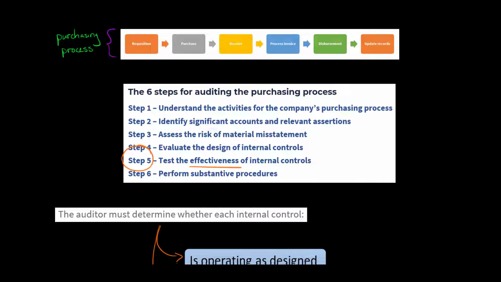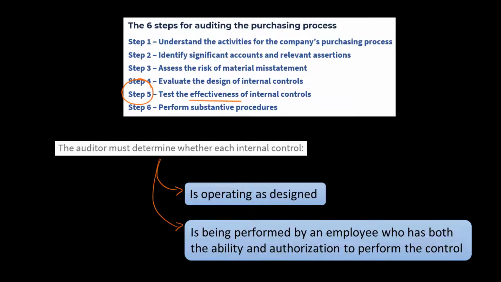So how would an auditor go about doing that? Well, the auditor needs to determine two things. Number one, is the internal control operating as it was designed to operate? If a company has an internal control, but it's not actually operating or doing anything, then it has no effect.